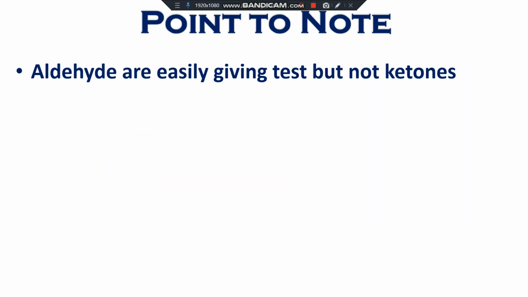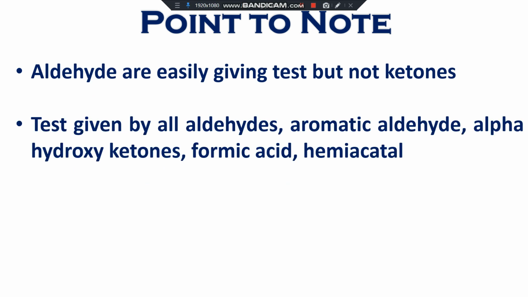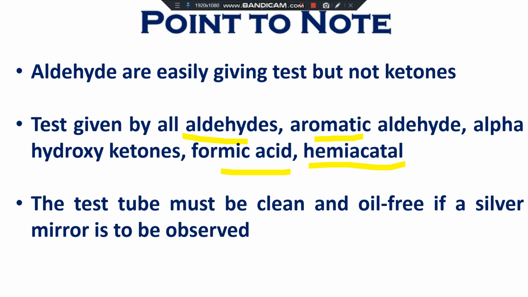Some points you need to remember: aldehydes very easily give the test, but not the ketones. The test is given by all aldehydes, like normal aliphatic aldehydes, aromatic aldehydes, alpha hydroxyketone, which we have just seen, formic acid, or hemiacetal. Hemiacetal is formed when aldehyde reacts with alcohol. When ketone reacts with alcohol, it gives you hemiketal. So hemiacetal will give the positive result. The test tube must be clean and oil free so that the silver mirror will be observed, otherwise the silver mirror will not form. So hope you have understood this test.